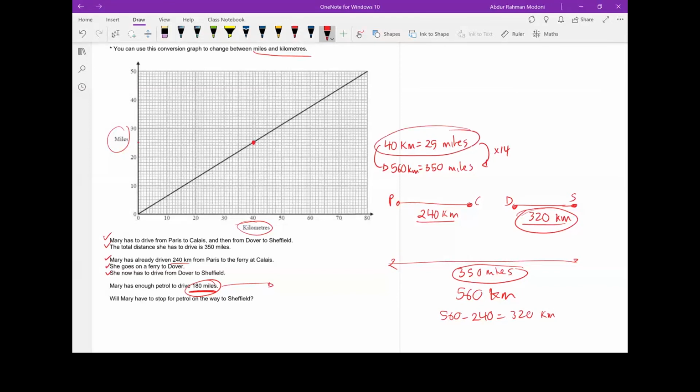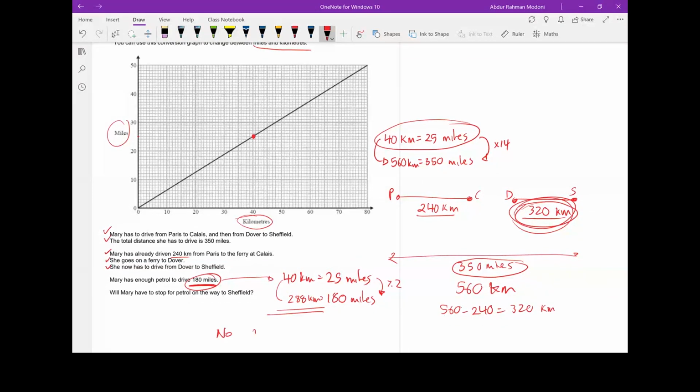How do I convert? Well, start from my same starting point again. 40 kilometers is equal to 25 miles. So I want to get to 180 miles. Again, do 180 divided by 25, and that tells us that we have to times by 7.2 here. Do the same there, and that gives me 288 kilometers. So she's got enough petrol for 288 kilometers. How much do we have to travel? 320 kilometers. Does she have enough petrol? No, not enough petrol. Okay, so that's the answer to that.